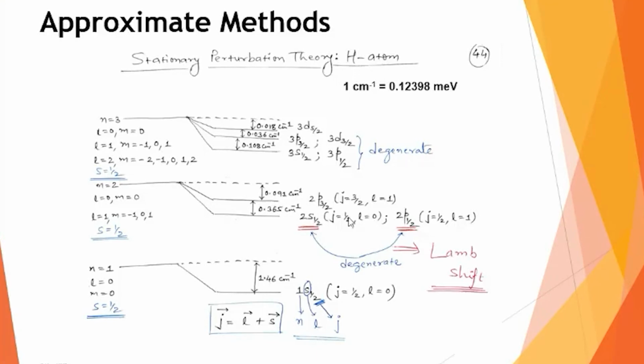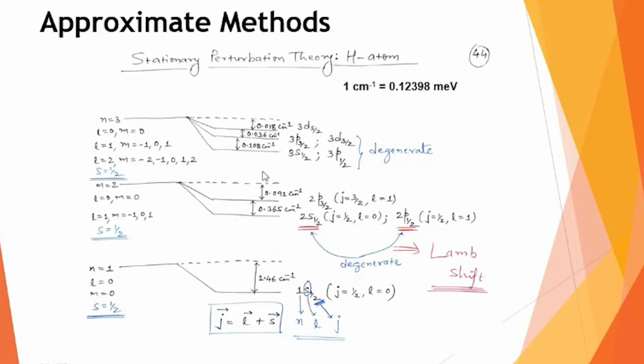Half indicates that the j value is half, but here for 2s half, the value of L is 0, whereas for 2p half, the value of L is 1. So this state is still made up of the two states, and therefore we call it a doubly degenerate state. Similarly, higher order states are also there, which are doubly degenerate.